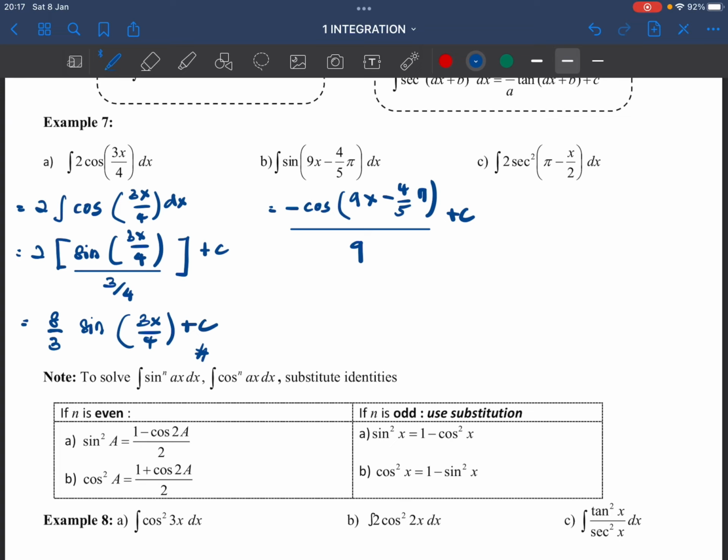So 2 secant square x, 2 is a constant, boleh keluarkan. Integrate secant square, we will get tangent. So tangent pi minus x over 2. Okay, jangan lupa bahagi dengan differentiate dalam. So differentiate pi minus x over 2. Differentiate pi, pi is a constant, dapat 0. Differentiate negative x over 2 will get you negative 1 over 2. So that will be negative 4 tangent pi minus x over 2 plus c.